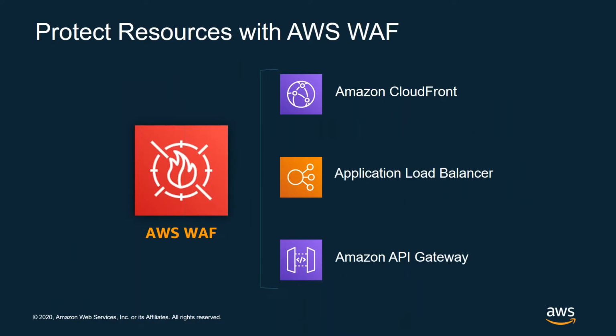So these are the different resources that you can protect with AWS WAF. Again, with Amazon CloudFront, if your application is hosted there, you can also use WAF in front of an application load balancer or an Amazon API Gateway.